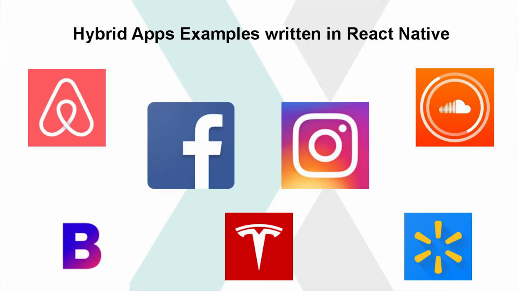To sum up, in my summary I would like to show you some examples of hybrid applications which are written in React Native. One of them is Airbnb. The second one is SoundCloud, Bloomberg, Tesla, Walmart, and the biggest ones, which are also the founders, so Facebook and Instagram.